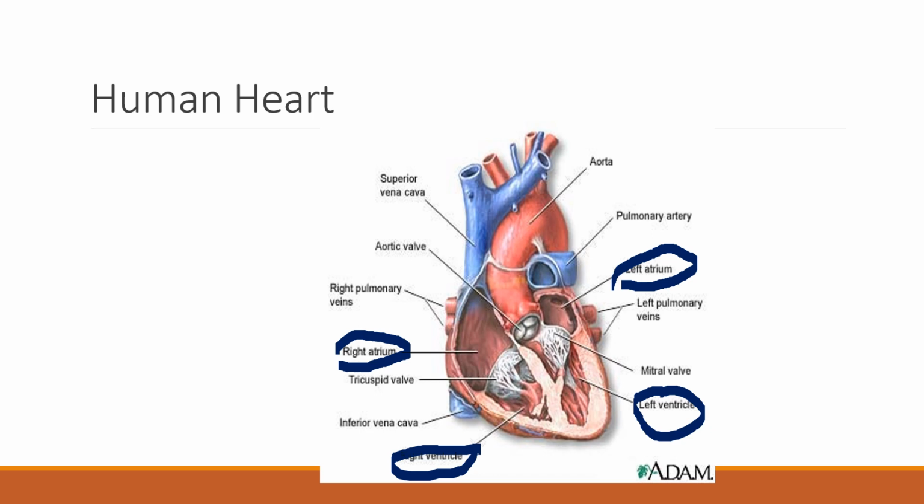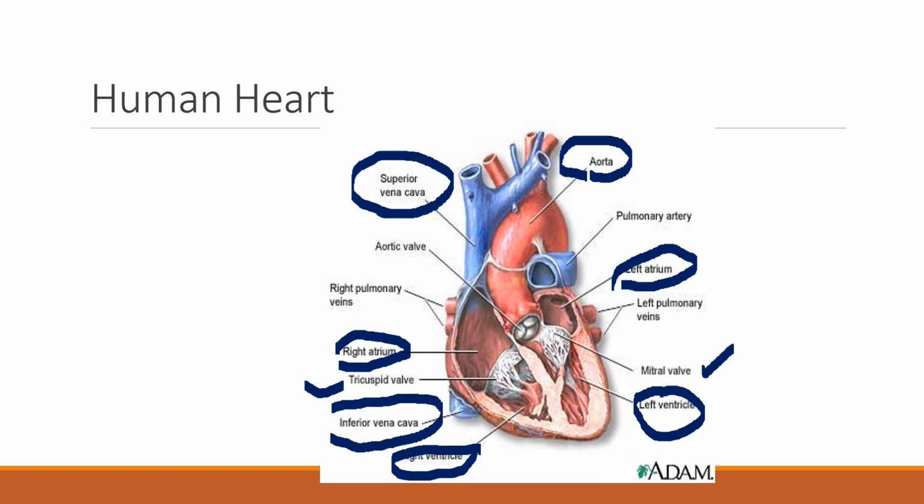The left side of the heart is separated by a valve which is called the mitral valve, and the right side of the heart is separated by a valve which is called the tricuspid valve. The largest artery running out from the heart is the aorta, which pumps blood to all parts of the body. The largest vein which carries blood into the heart from the upper part of the body is the superior vena cava, and from the lower part of the body is called the inferior vena cava.